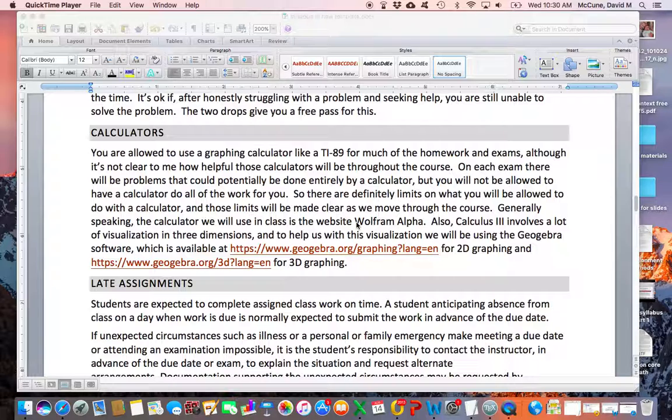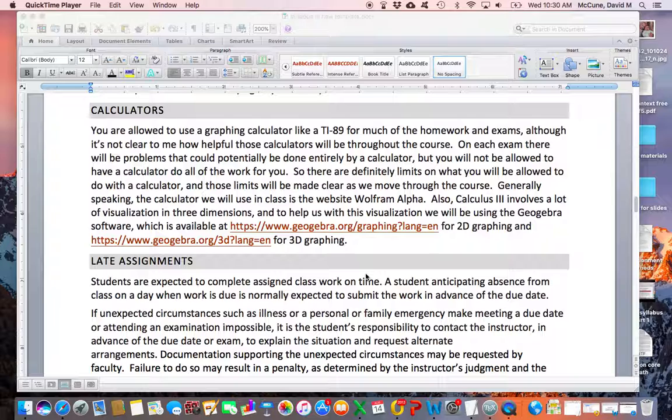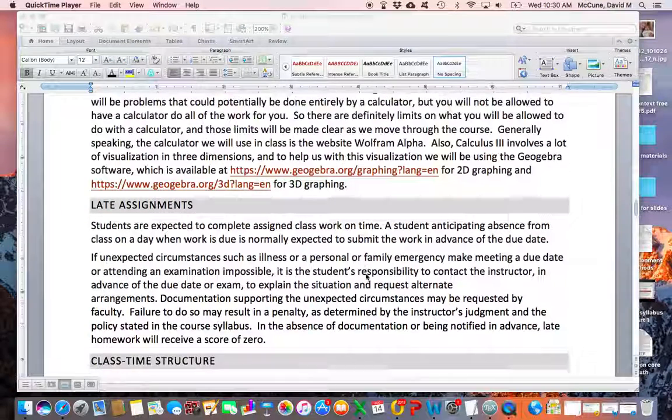I use the website Wolfram Alpha, and in this course you will be allowed to use that website on exams for certain things. So as we get closer to an exam, I'll make sure to clarify precisely what you can use it for and what you can't. Okay, but you can, if you want to, bring TI-89s to an exam. Again, there are limits to what you'll be allowed to do with a calculator, and those limits should be made clear. We will also be using the software GeoGebra, which is now available free online. So that's not a calculator per se, I guess, but that's the technology we will be using.